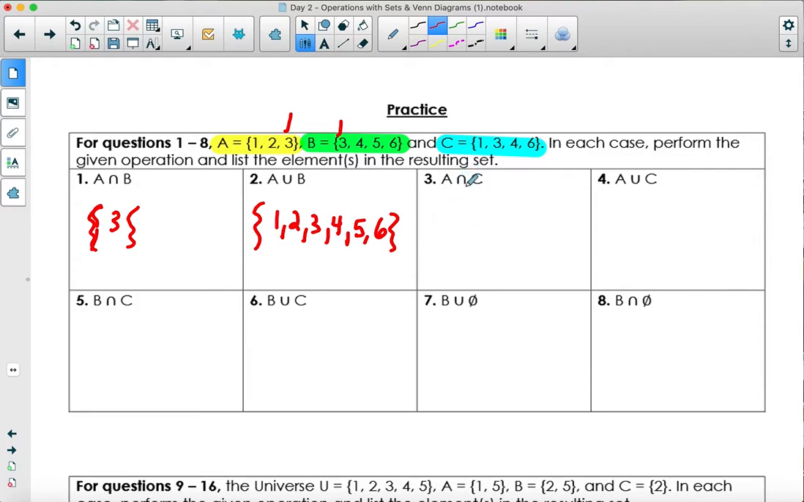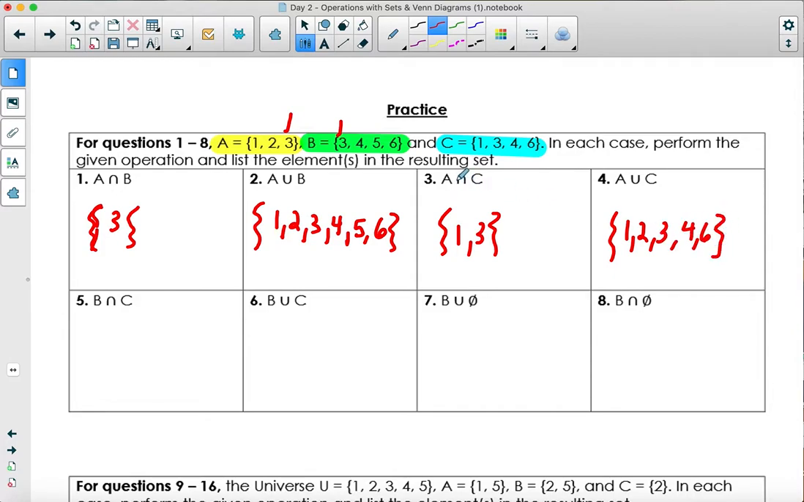Again, this is the intersection of A and C. So the intersection is a 1 and a 3. For the yellow and the blue, they both have a 1 and a 3. This is the intersection. What do they both have in common? And this is the union. So that's what they have all together. So 1, 2, 3, 4, and 6.